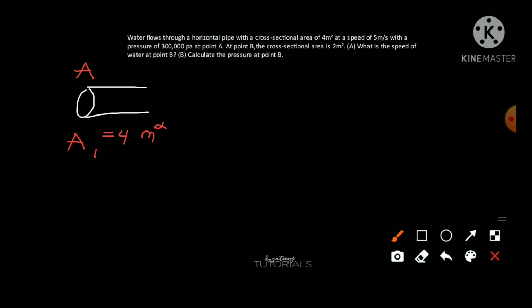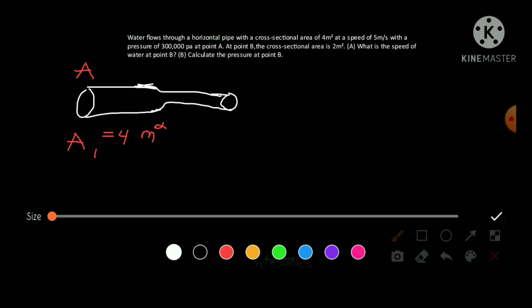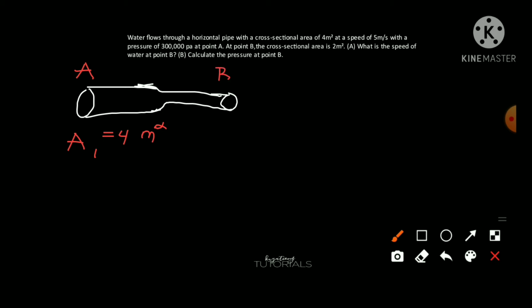Now, the area at point B is 2 meters squared, which means that the pipe is decreasing in shape. It's very difficult to draw it using the pen, so just imagine this is connected here. Assume this is point B. Again, at point B, the area is 2 meters squared, so let us have this as A2. The area 2 is 2 meters squared.